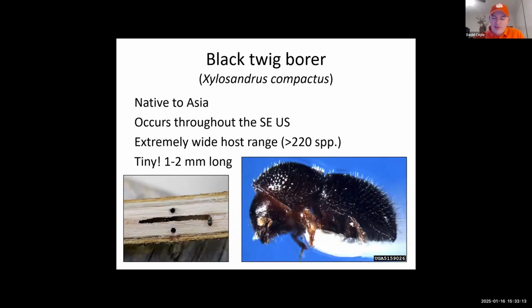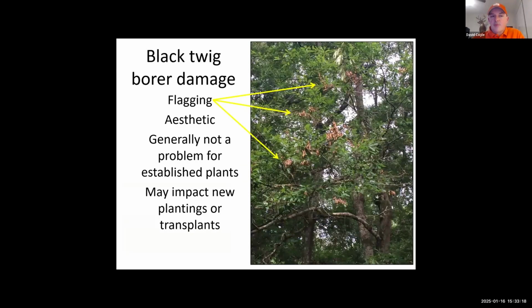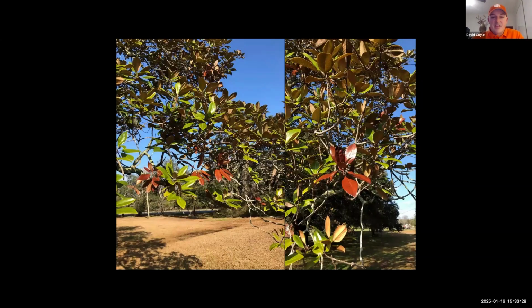The black twig borer, which is common throughout the region. Super, super small. You can see it leaves this branch flagging, and that's what it's most known for, is this branch flagging. Not really a problem for established plants. Something that might have just been planted, you might have some issues, but by and large, it's an aesthetic thing.